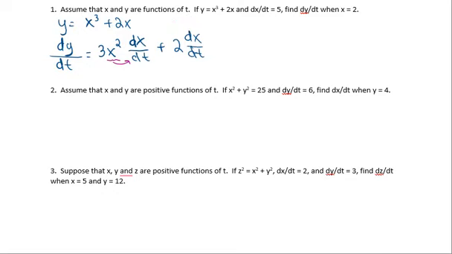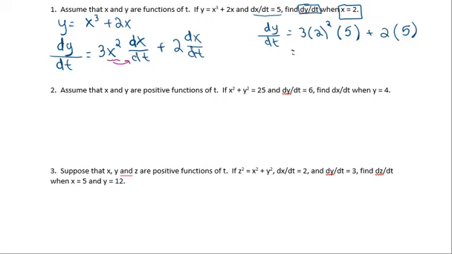We have some information that we've been given. We're still trying to plug everything in, so let's review what we have. We know that dx/dt is 5. We're trying to find dy/dt, so let's just leave that as dy/dt. And we're told that x is 2. Okay, let's fill everything in. We have 3. x is 2, so 2 to the second. dx/dt is 5, so we'll replace our dx/dt with 5. Plus, we're given a 2 right here. And dx/dt is 5.